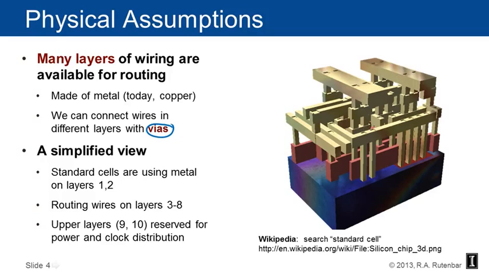Here's a real simple view. This is a standard cell, a single standard cell, something like an AND gate, drawn in a kind of 3D representation. Standard cells would typically be using metal on layers 1 and 2 to connect things on the inside, right? So in this particular case, things that are going in this direction are the metal 1.